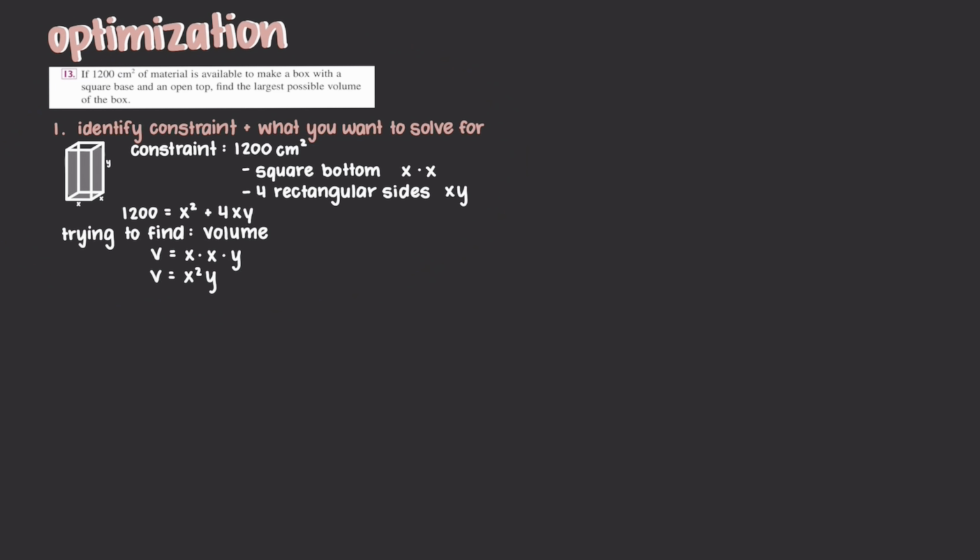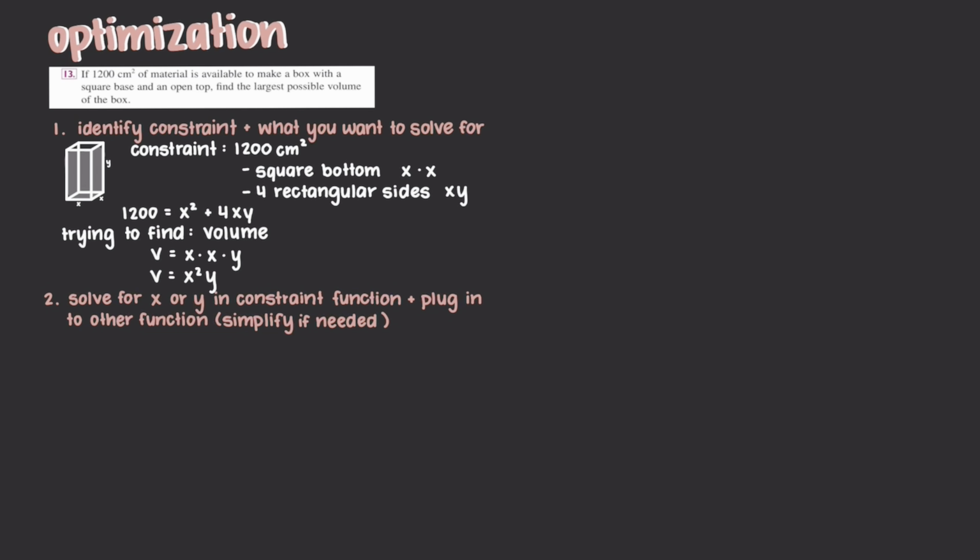So what's the next step? Let's find out. Solve for x or y in the constraint function and plug it into the other function. Look at the constraint function. Now we need to solve for one variable. Let's solve for y, because that's going to be easier. We subtract the x squared to the other side and divide by 4x, and that's going to equal y.